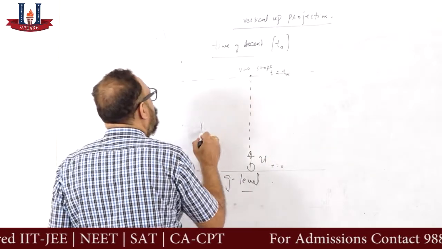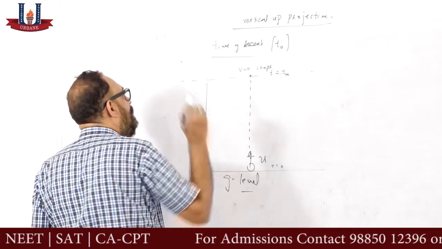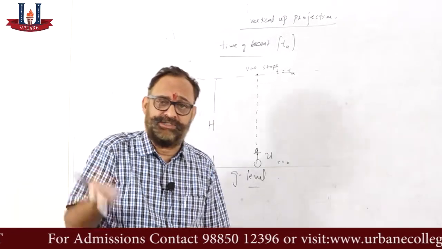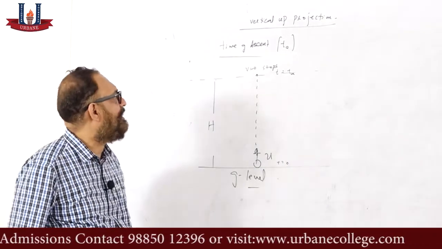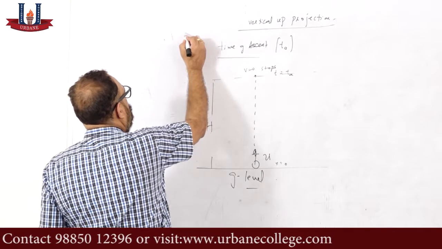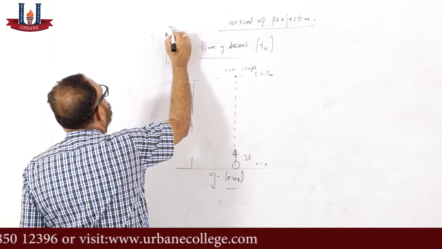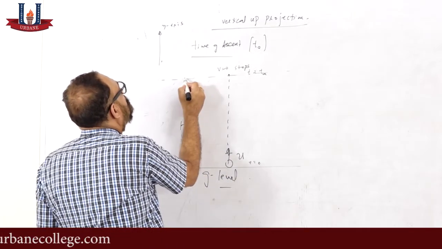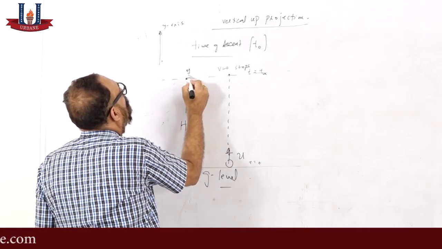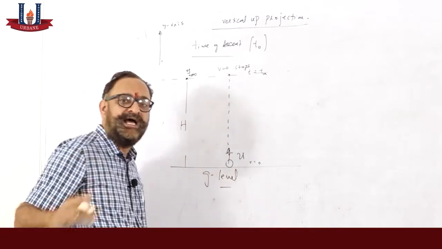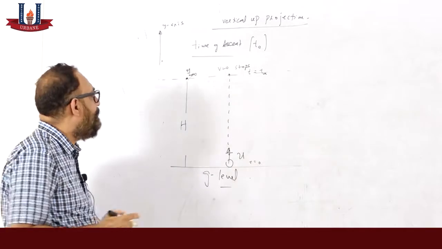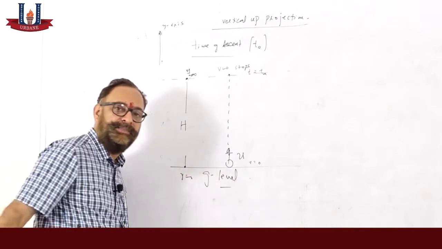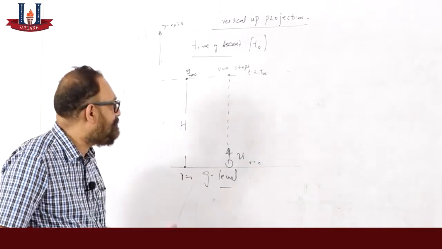Which highest position is that? This is supposed to be the highest position, which means the highest value of the y coordinate, because it's going vertically up. I can call that the y coordinate, and so this is my y axis. This particular location is y max, the highest value of the y coordinate, whereas this location is y equal to 0, because that's the origin.